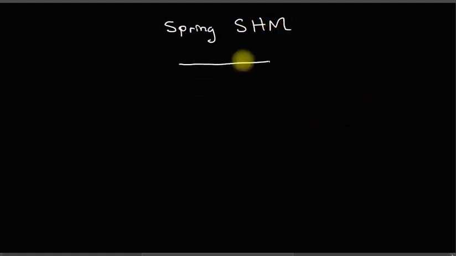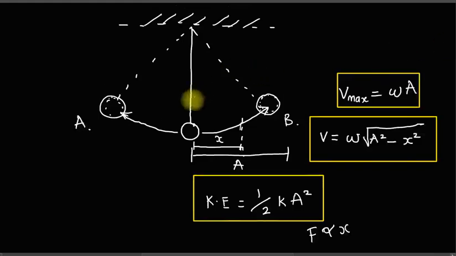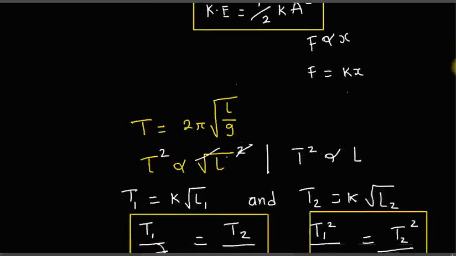Now that we have talked about period in a simple pendulum, let's talk about simple harmonic motion in a spring. So spring SHM. Now, one thing I forgot to mention in simple pendulum is that the period of oscillation of a simple pendulum is independent of its mass. In the formula for simple pendulum period, did you see mass in the equation? No. That means it is independent of the mass.